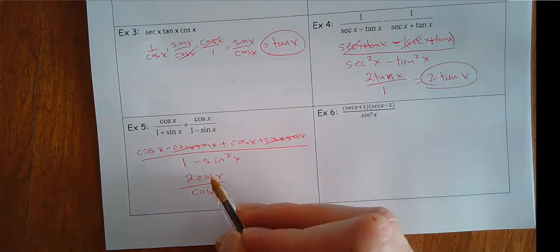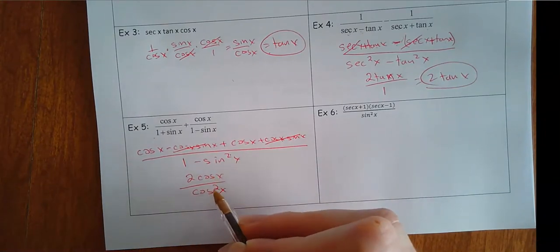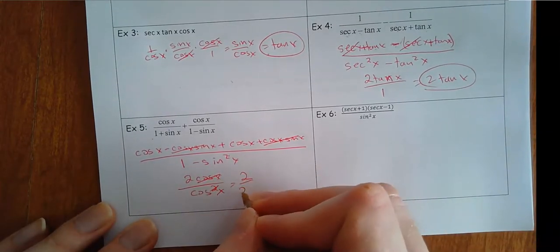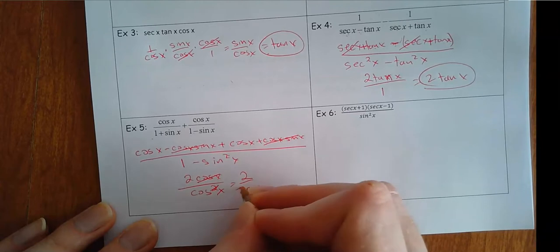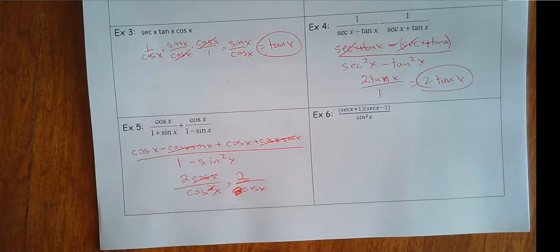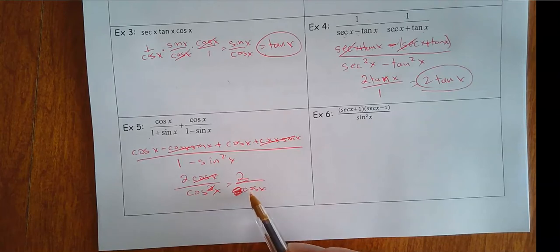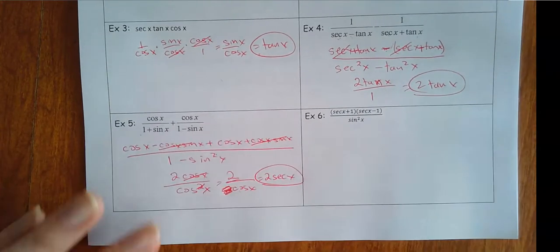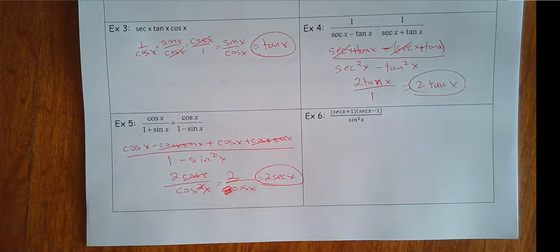And if you've got a cosine on top and a cosine squared on the bottom, one of these cosines will cancel out one of those. So I've got 2 over cosine x, 2 over cosine x. And this cosine being on the bottom would come up as a secant. So 2 secant x when it comes up. So that would be the simplest answer.